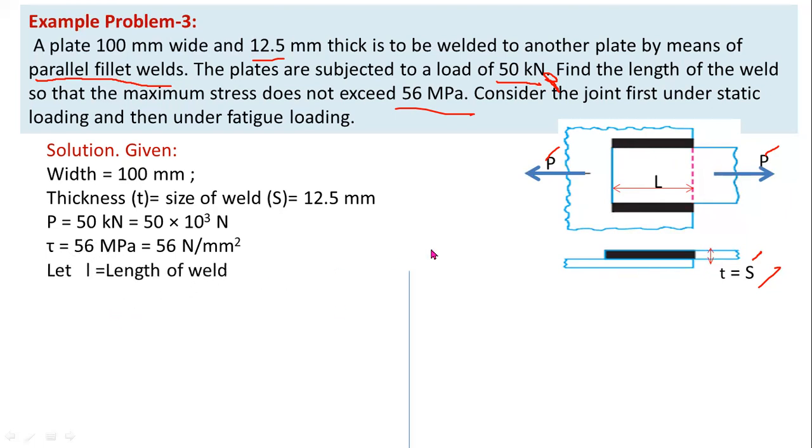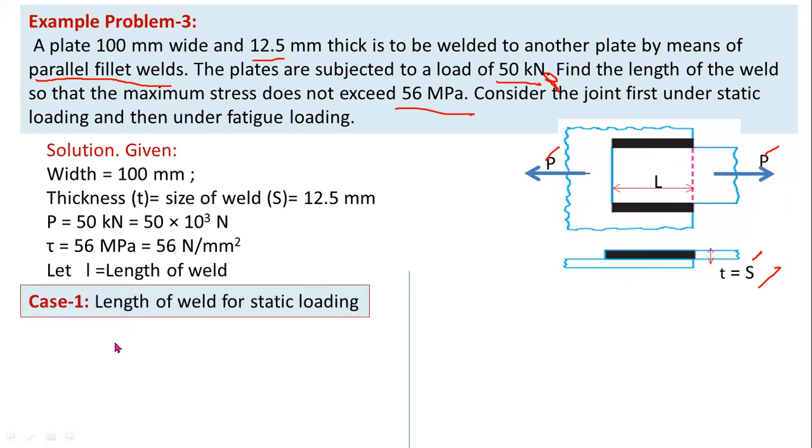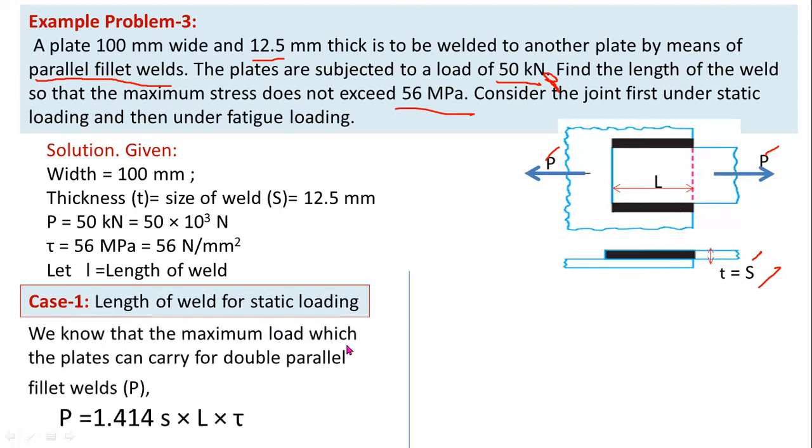L is the length of the weld required. In case one, you have to determine the length of the weld when the load is static. Already we know the formula for tensile strength for a double parallel fillet weld. For double parallel fillet welds, tensile strength P equal to 1.414 into S into L into tau. Tau is the shear stress, L is the length of the weld, S is the size of the weld or thickness of the plate.